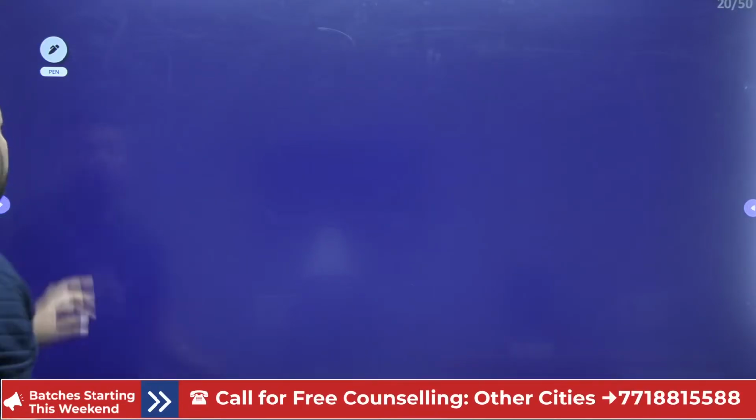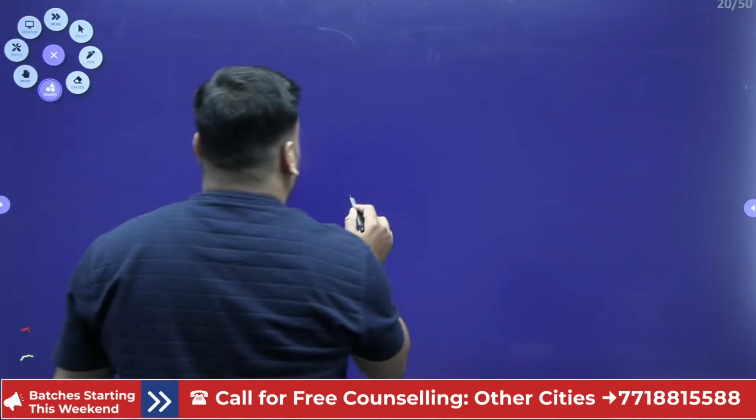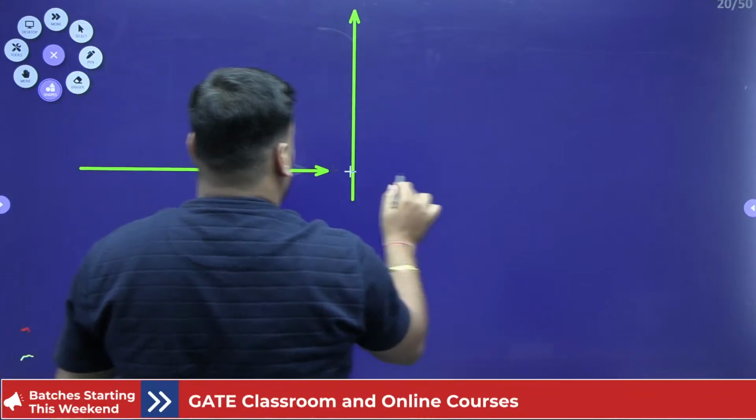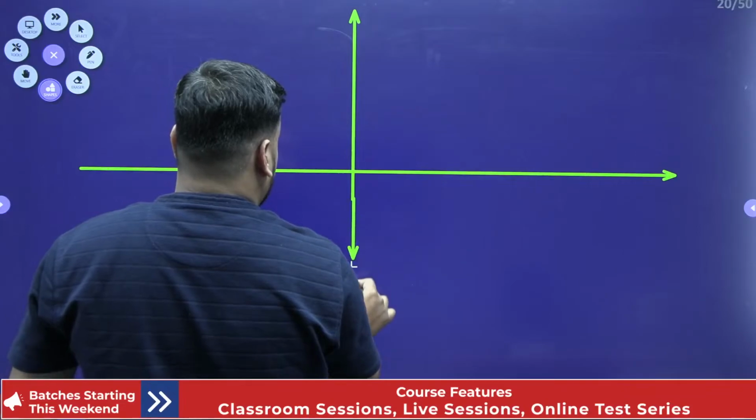Now, the voice is clear, I think. So, now students, I am making a curve here. You should tell me whether it is an even signal or an odd signal. Okay. Just let me know whether this signal is an even signal or an odd signal.